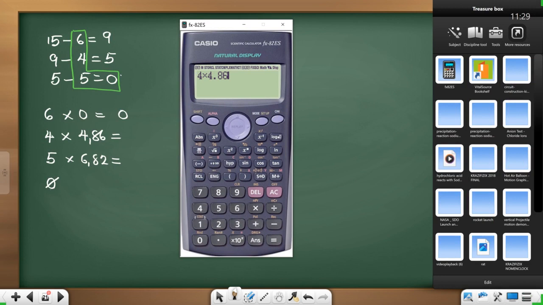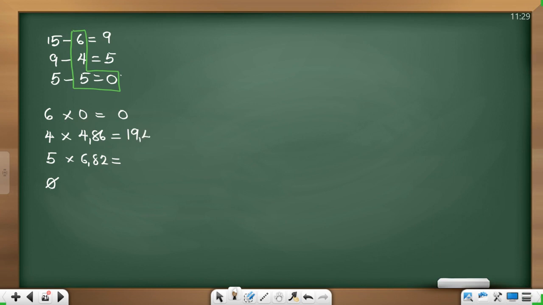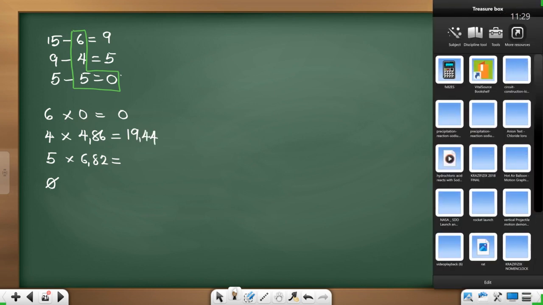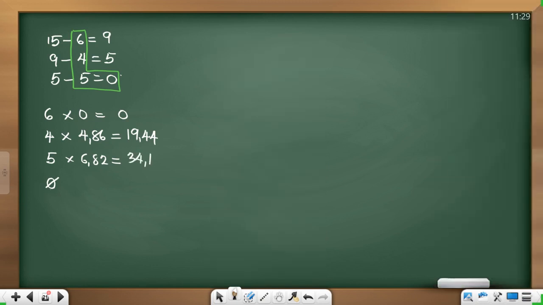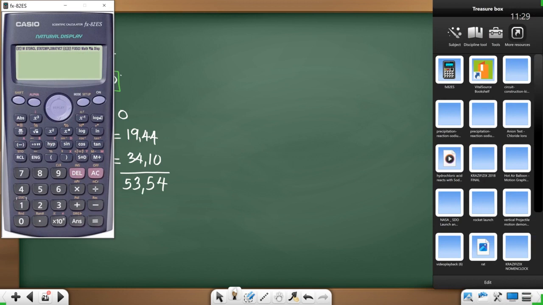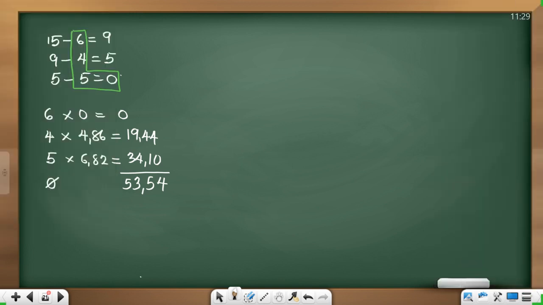Let's get a calculator. 4 times 4,86. What will that give us? 19,44. Let's check the next one. 5 times 6,82. 34,1. Now, then you add. Use your calculator to add. Okay, let's confirm that calculation. 19,44 plus 34,10. And that gives us 53,54.